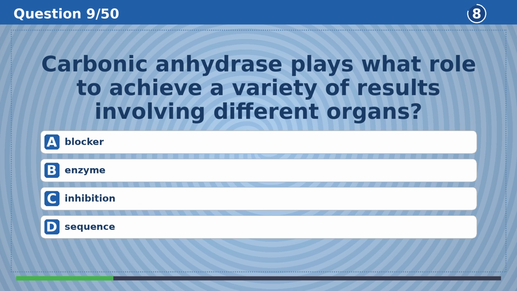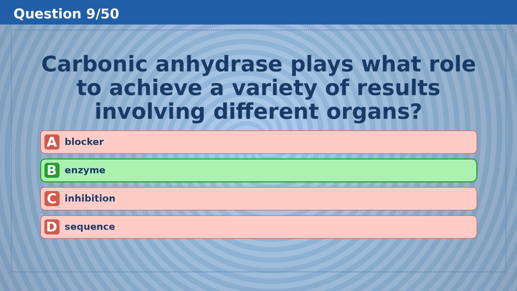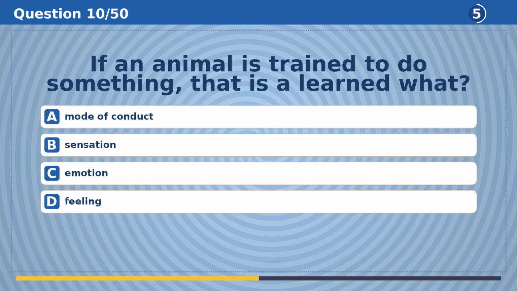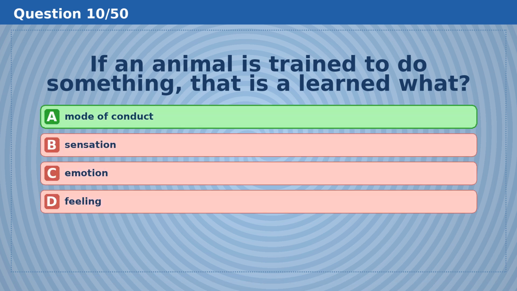Carbonic anhydrase plays what role to achieve a variety of results involving different organs? The answer is B. Enzyme. If an animal is trained to do something, that is a learned what? The answer is A. Mode of conduct.